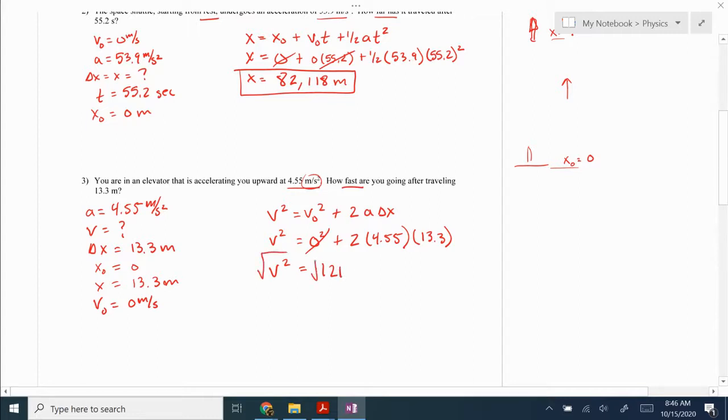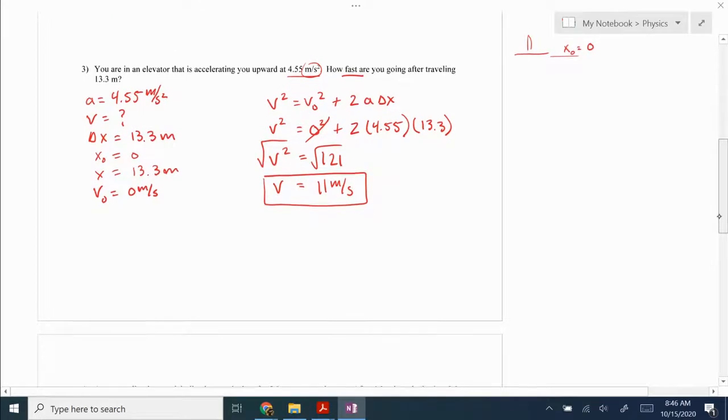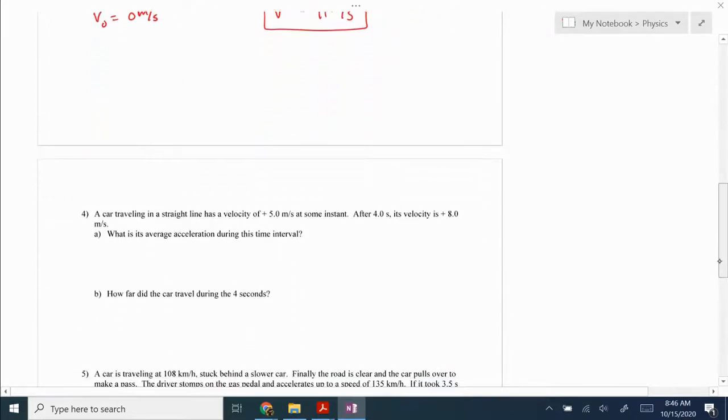Square root both sides. Square root of 121 is 11. Okay. Moving along.